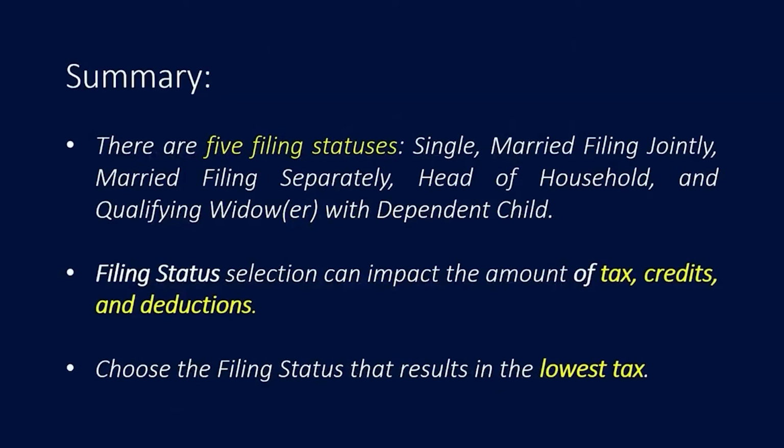In summary, there are 5 filing statuses: single, married filing jointly, married filing separately, head of household, and qualifying widow or widower with a dependent child. Filing status selection can definitely have an impact on the amount of tax, credits, and deductions on the tax return. And you want to choose the filing status that results in the lowest tax.